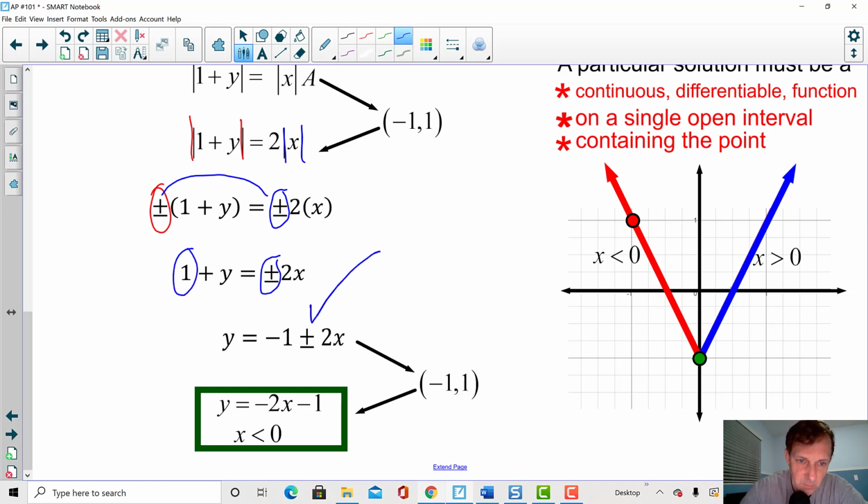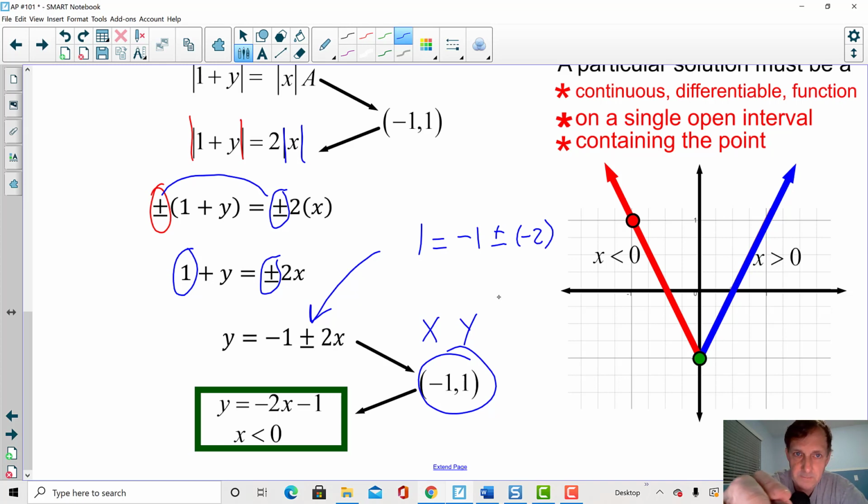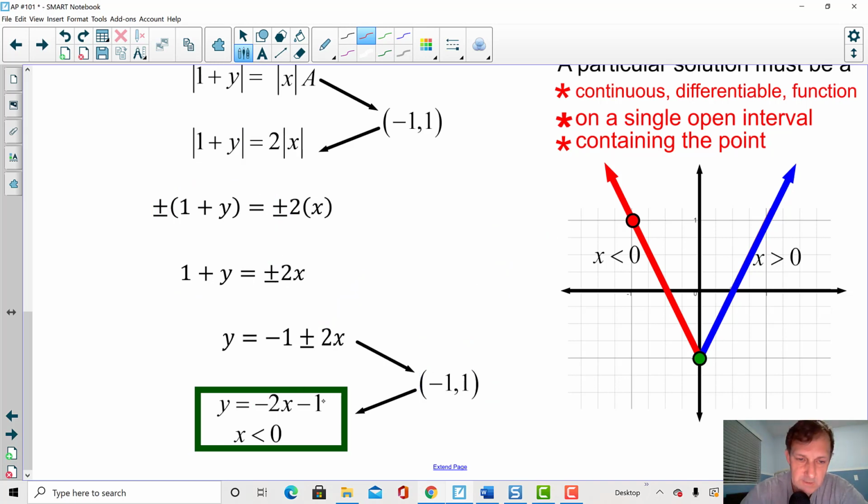Now we do need to choose between the plus or the minus. You can use your initial condition of x equals -1 and y equals +1. If you plug that in, you'll get 1 equals -1 plus or minus -2. So the only way that this will be true is if you go with the minus. If you go with the minus, you're going to have -1 minus -2, which is -1 plus 2. And that does equal 1. So you're going to have to choose the minus in front of the 2x. Now you're basically done here.